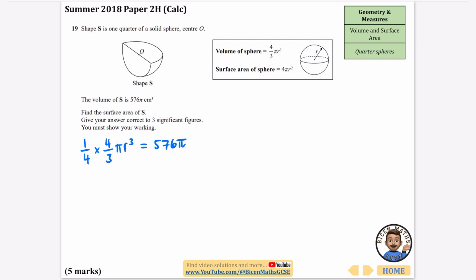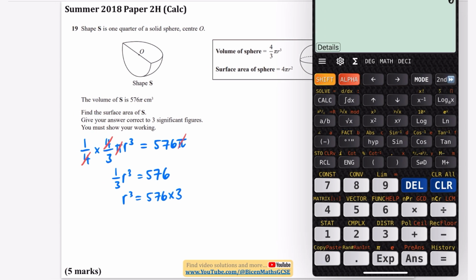And what we're going to do is a little bit of simplifying here, because I can say that 1/4 of this, the 4 here and here are going to cancel, and I can divide both sides of the equation by pi as well. So what I get left with is 1/3 r cubed equals 576. So r cubed is going to be equal to 576 multiplied by 3. Obviously, the opposite of 1/3 is to multiply something by 3. So on my calculator, I'll do 576 multiplied by 3.